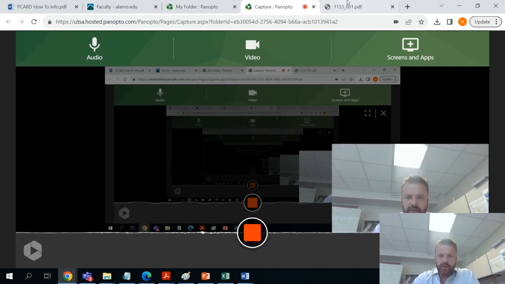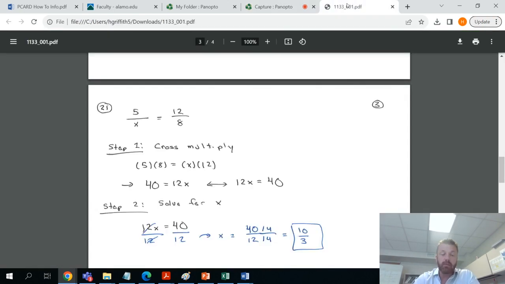So for problems 21 through 23, we're going to look at some proportion examples where there is an unknown or a variable included in one of the two ratios. In problem 21, we have the ratio 5 divided by the variable x. That variable is what we're going to try to solve for. It is equal to the ratio of 12 to 8.